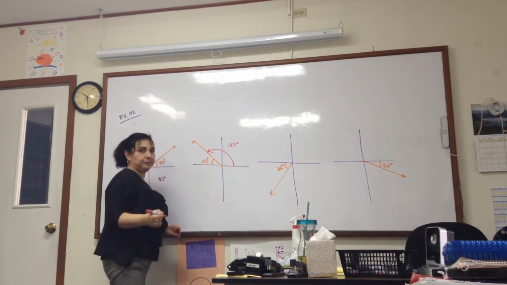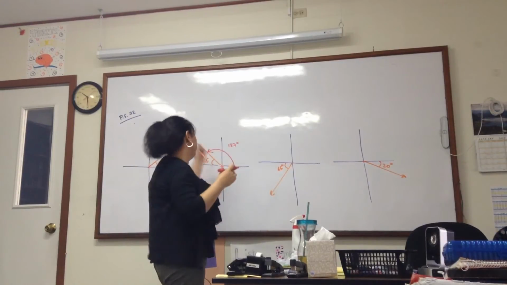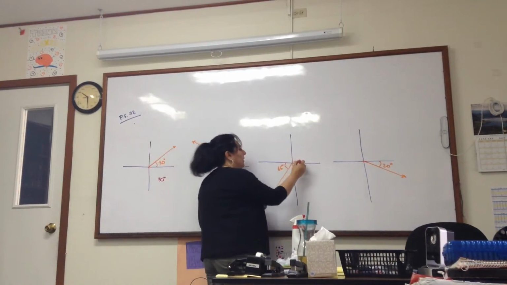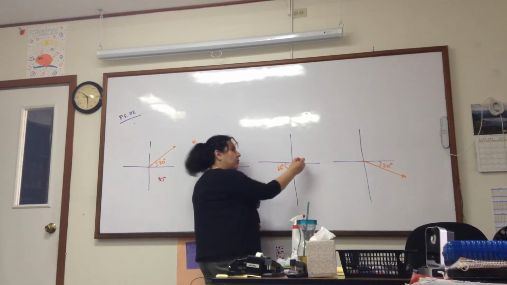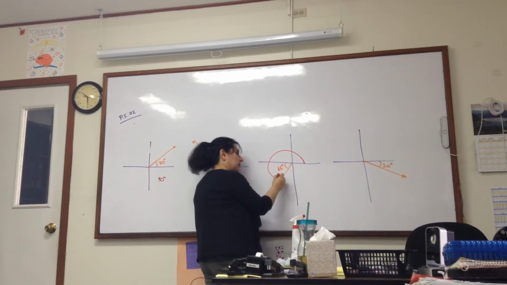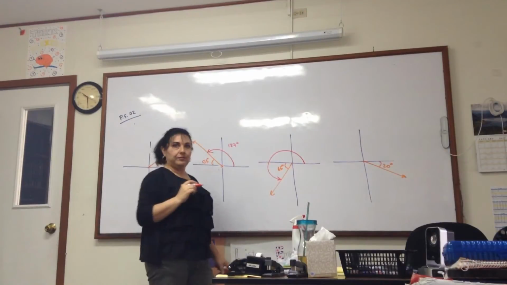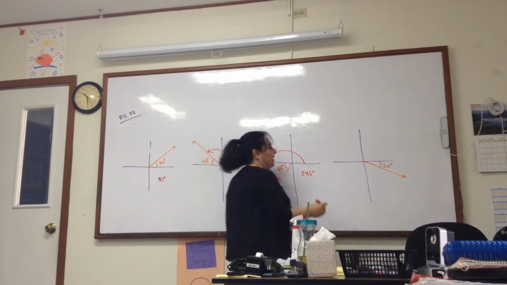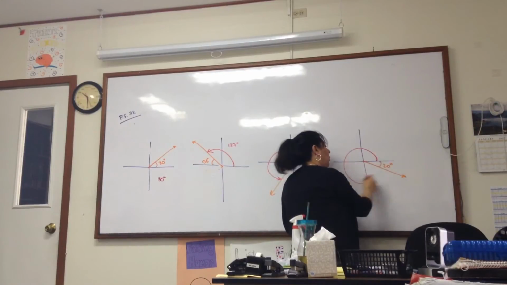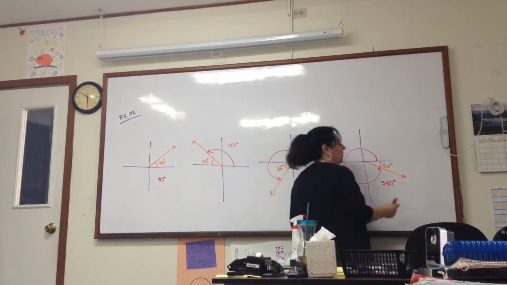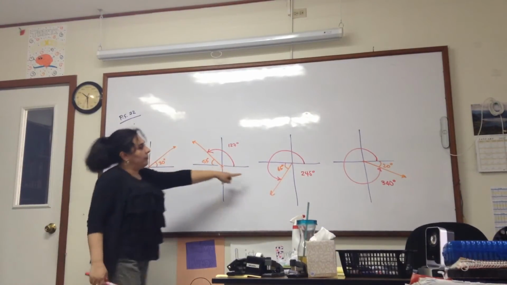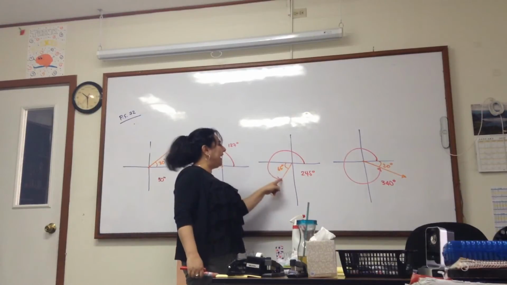I thought you were asking for the angle that's there. No. This one would be how much? 245. 180 plus 65, that's the one. And this one would be 340. Why 245? 180 plus 65, because you've passed the 180 line.